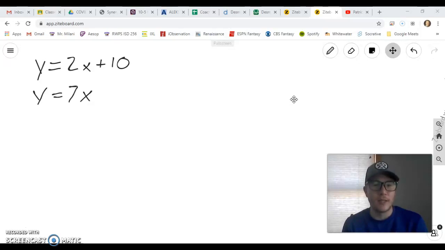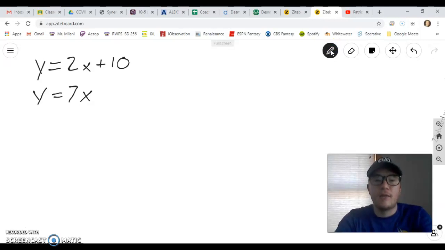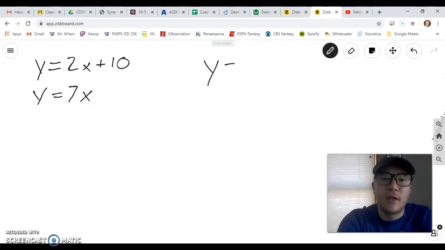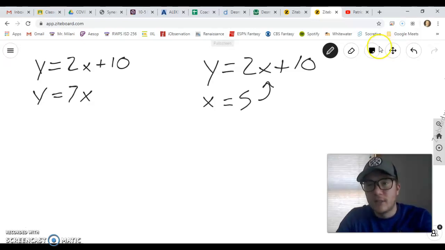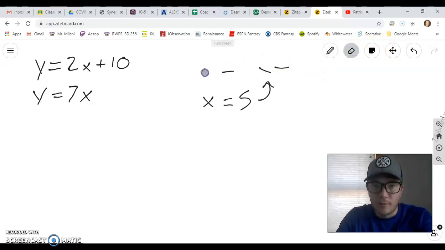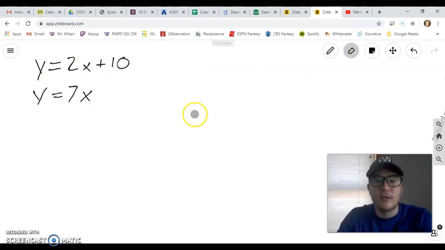So we're looking at something a little different than last time. Last time, you remember, we were looking at things more like this. You would have had something like y equals 2x plus 10, and then just an x equals 5, and you would have plugged it straight in. Now this time, you're not going to be able to necessarily plug it straight in and get the solution right away. We're going to have to do a little bit of work.